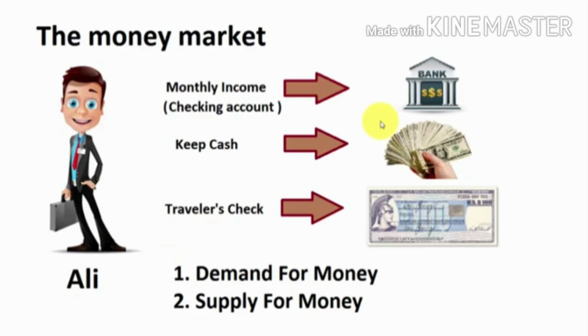At the same time, Ali doesn't know how much money the central bank supplies to the market for circulation, and this is what economists call supply of money. Now let's study these concepts through graphical representation.